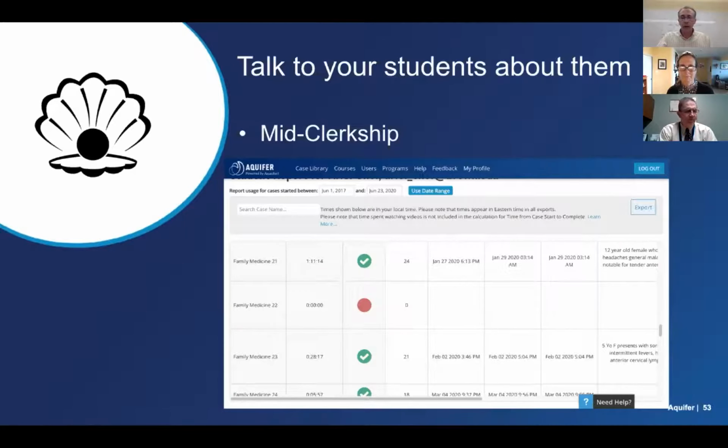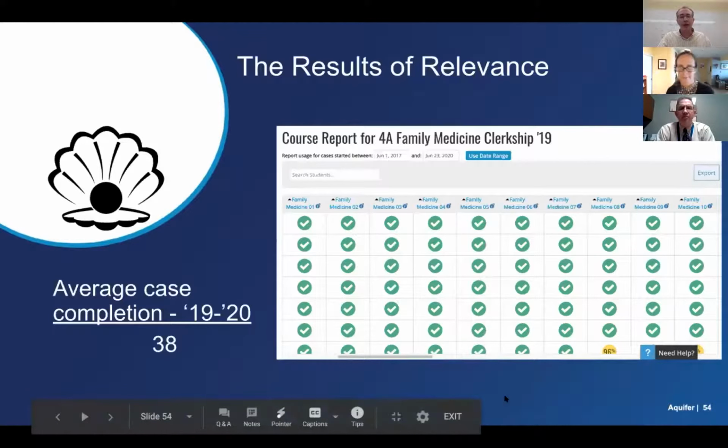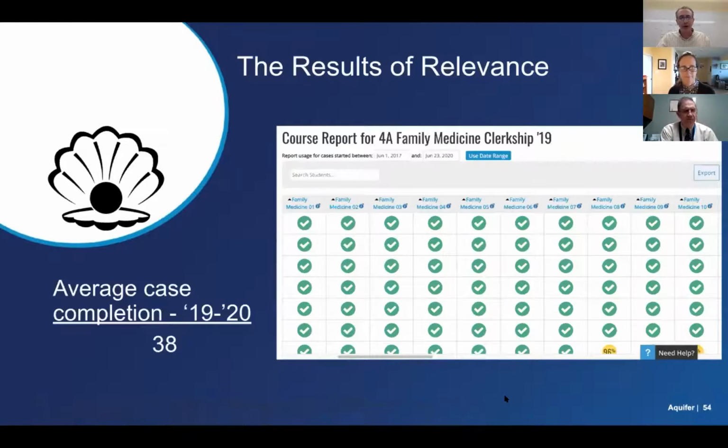And so with that, the last point I'll make is just that with this process, we have been very successful. This is what the course report looks like at the end of one of my clerkships, which is that nearly every one of my students does nearly every case. So in the last year, our average case completion was 38 out of 40 cases. That's without requiring them.